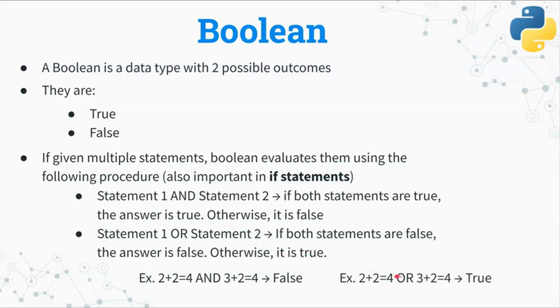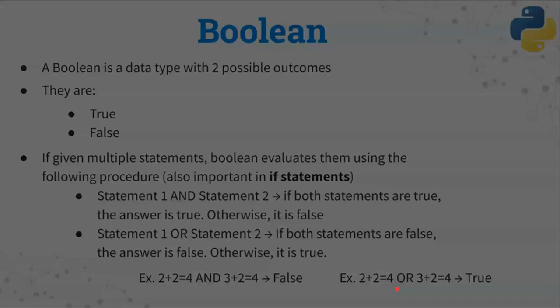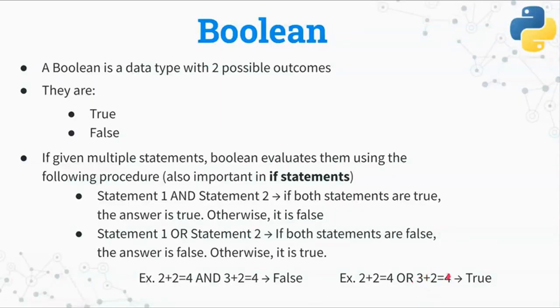For or, only one of the statements has to be true. So either 2 plus 2 equals 4 or 3 plus 2 equals 4. In this case, because one of them is true, it results in true. Does that make more sense, or do you guys have any other questions? Okay, great. Feel free to stop me if you have any questions, by the way.